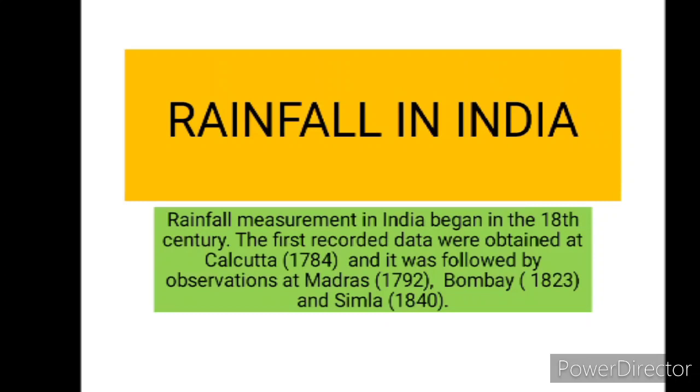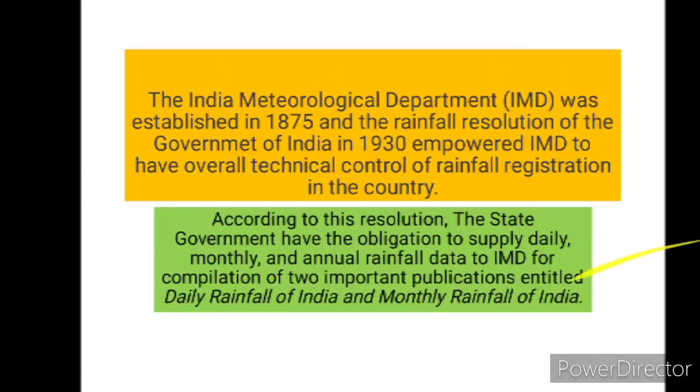Rainfall in India. Rainfall measurement in India began in the 18th century. The first recorded data were obtained at Calcutta in 1784, followed by observations at Madras in 1792, Bombay in 1823, and Simla in 1840. The India Meteorological Department, or IMD, was established in 1875, and the rainfall resolution of the Government of India in 1930 empowered IMD to have overall technical control of rainfall registration in the country.